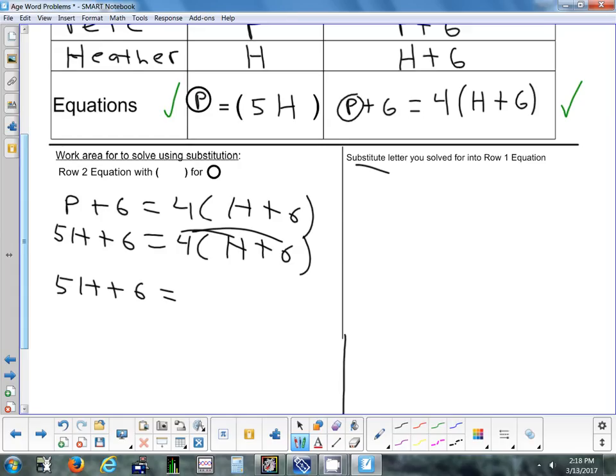Shannon, can you distribute the 4 and tell me what I get? 4H. Yep. Oh, you want me to keep going? Okay, so this is 24 plus 24.